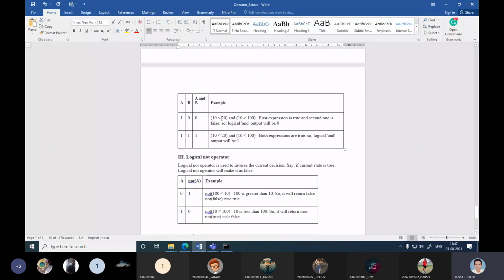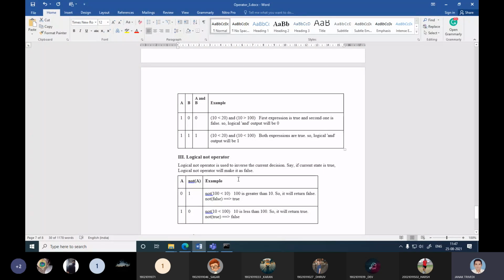And third, 10 less than 20 and 10 greater than 100. The first expression is true, but the second one is false, so the logical AND output will be 0. And the final one, 1 1, output 1. So 10 less than 20 and 10 less than 100. Both expressions are true, so the logical AND output will be 1.